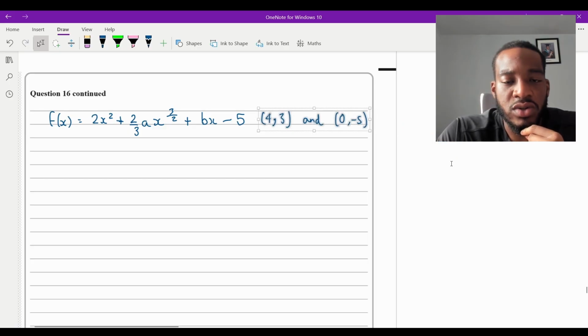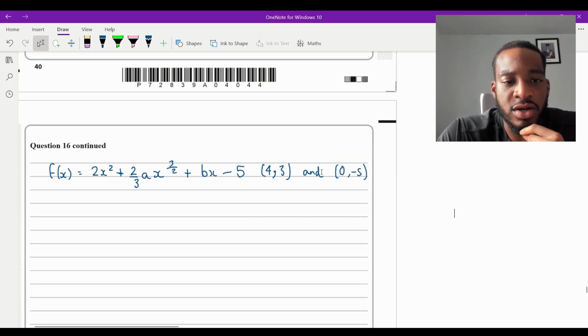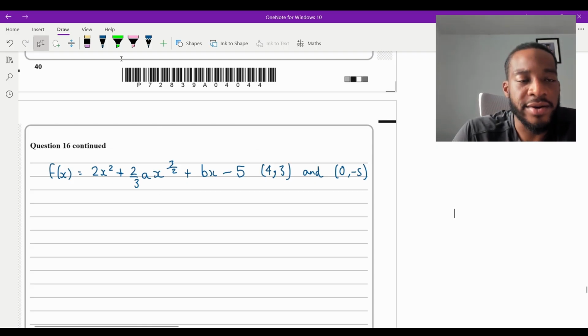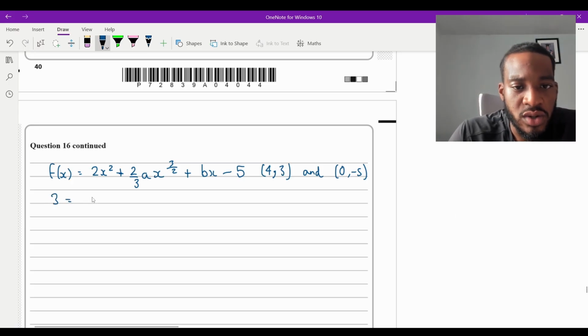So we've got -5 from there anyway. We're going to use (4, 3), because if I use -5, it's not going to give me anything. So I'm going to plug in (4, 3) into that. If I do that, it's going to be 3 equals 2 times 4 squared plus 2 over 3a, and then 4 to the power of 3 over 2, plus b, minus 5.